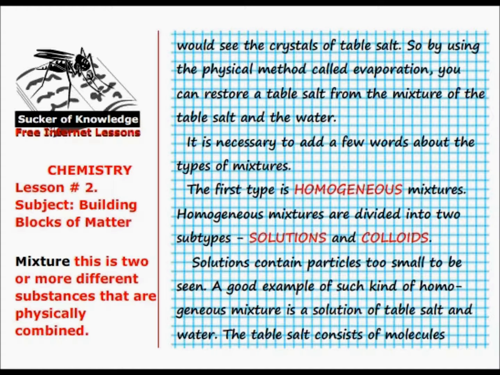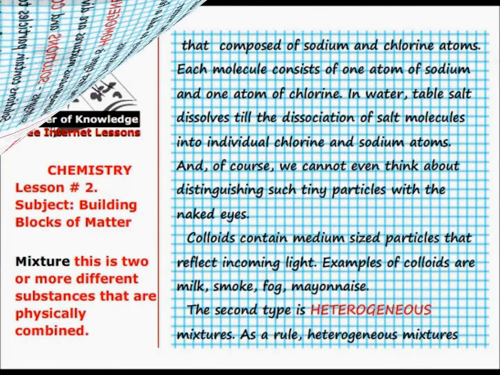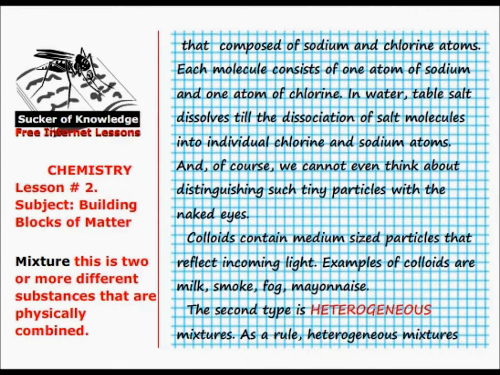The table salt consists of molecules that are composed of sodium and chlorine atoms. Each molecule consists of one atom of sodium and one atom of chlorine. In water, table salt dissolves till the dissociation of salt molecules into individual chlorine and sodium atoms. And, of course, we cannot even think about distinguishing such tiny particles with the naked eyes.